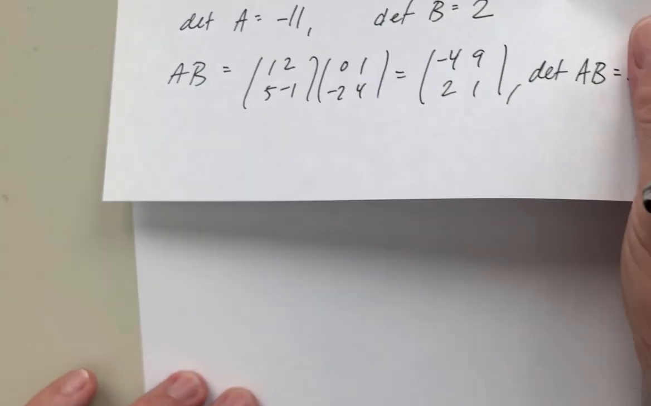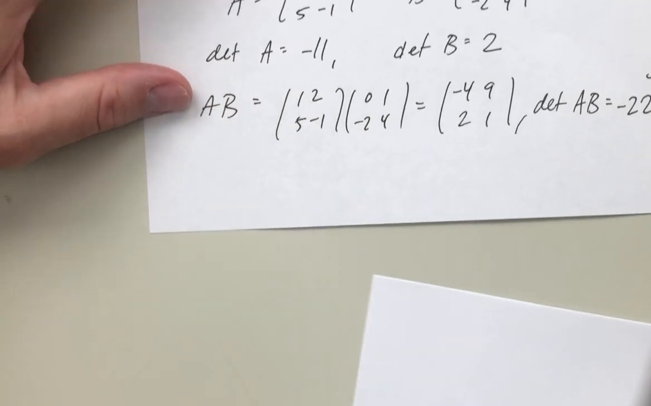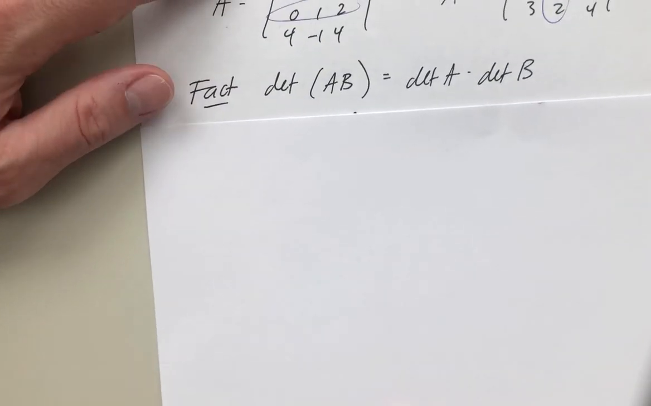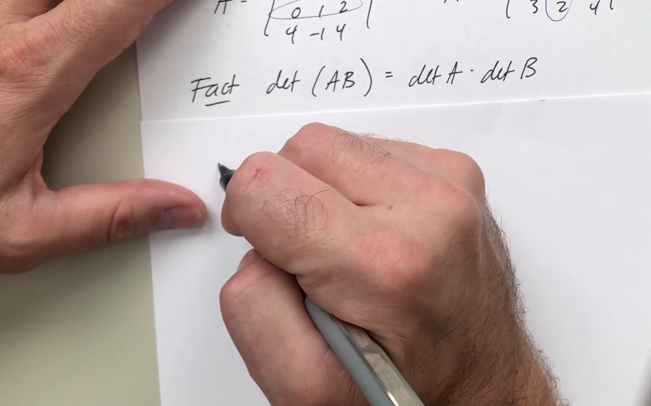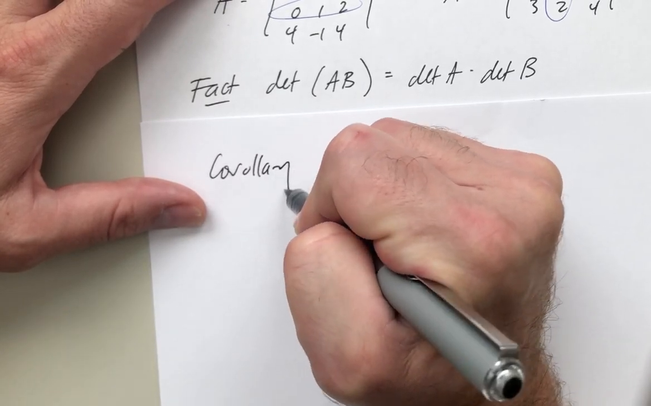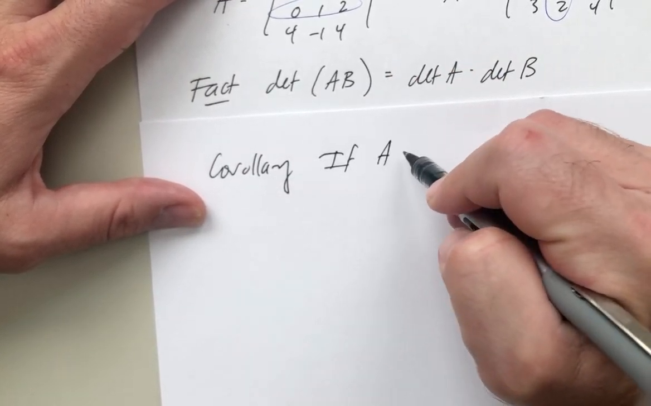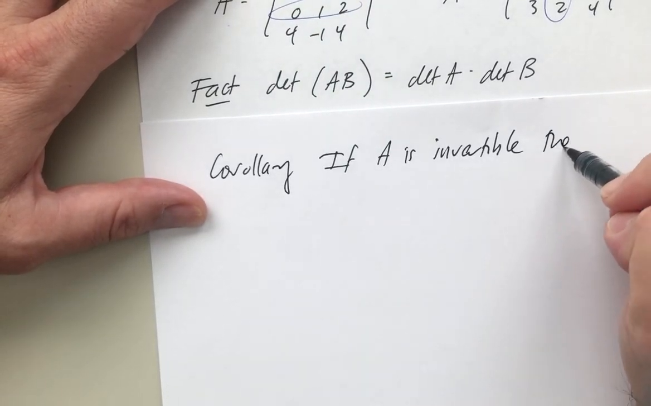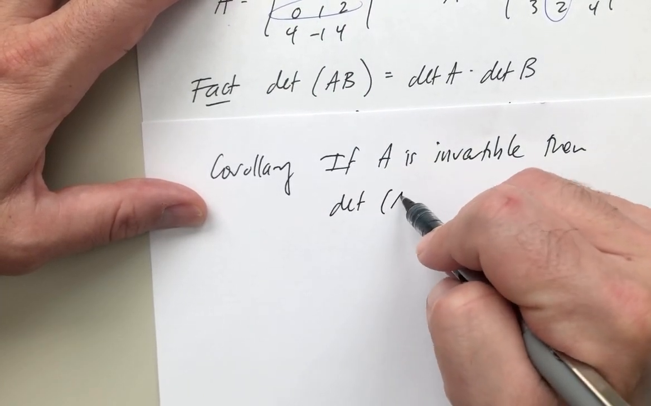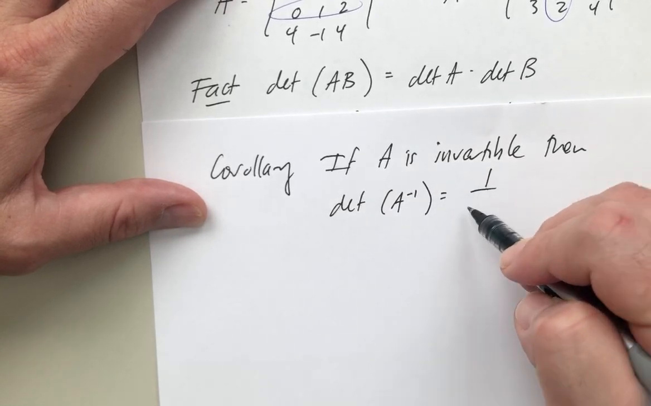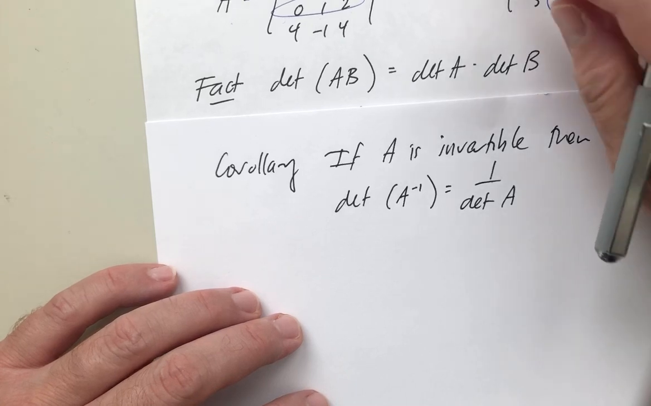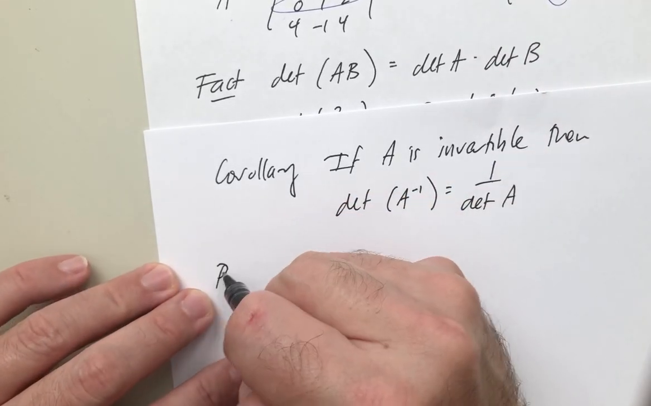Okay, and so the last thing I want to do here is that this gives us a nice corollary for invertible matrices. So let me write this here. The corollary of this fact is that if A is invertible, then what's the determinant of A inverse? It's actually just 1 over the determinant of A. So it's the reciprocal of the determinant of A. And let's actually prove that.